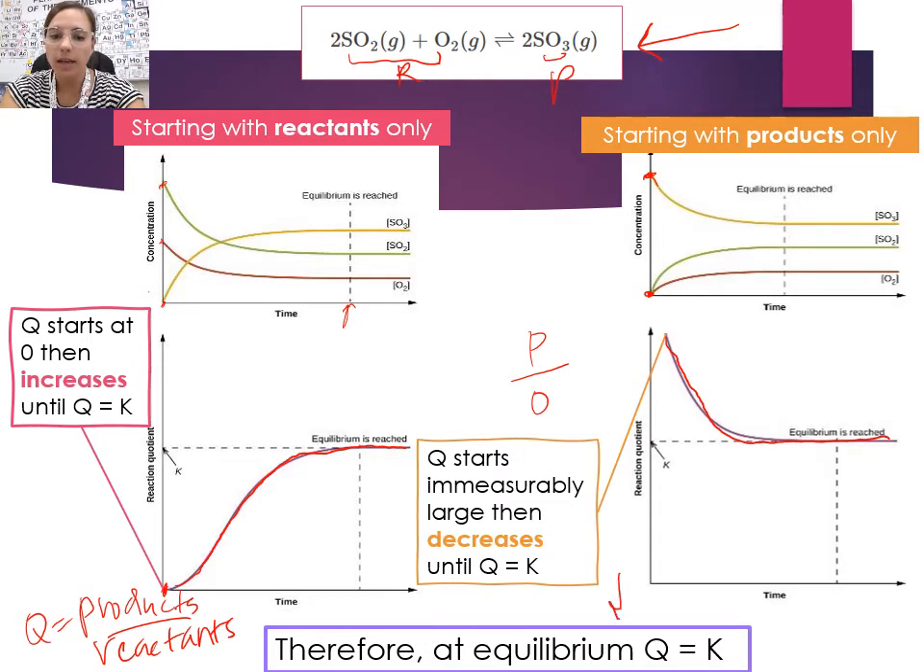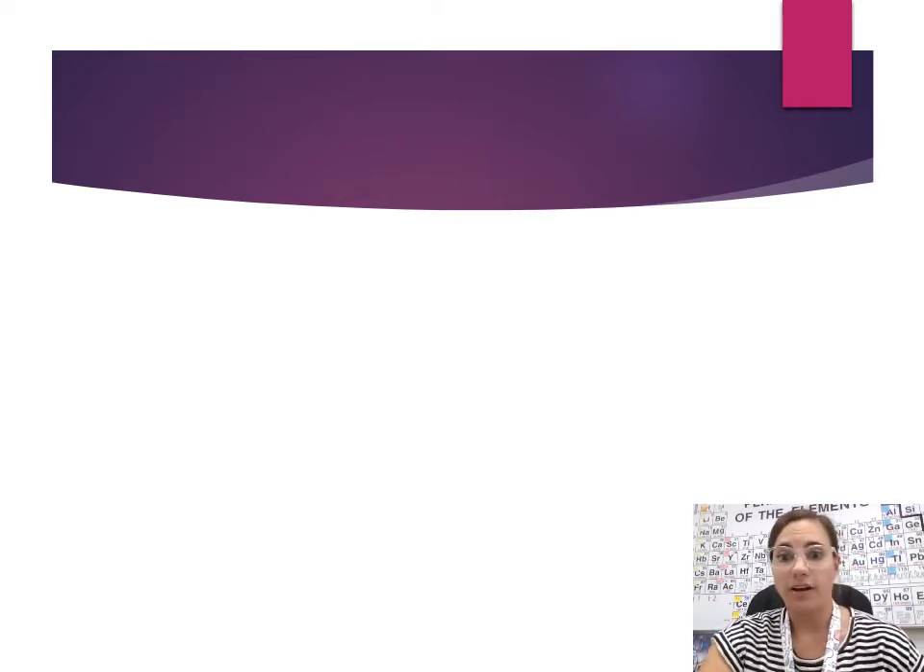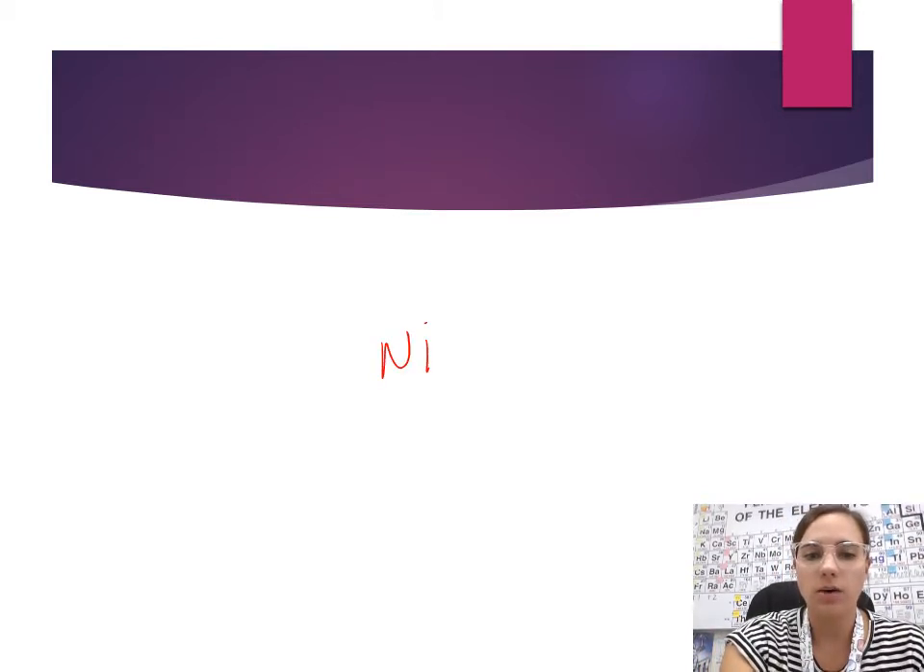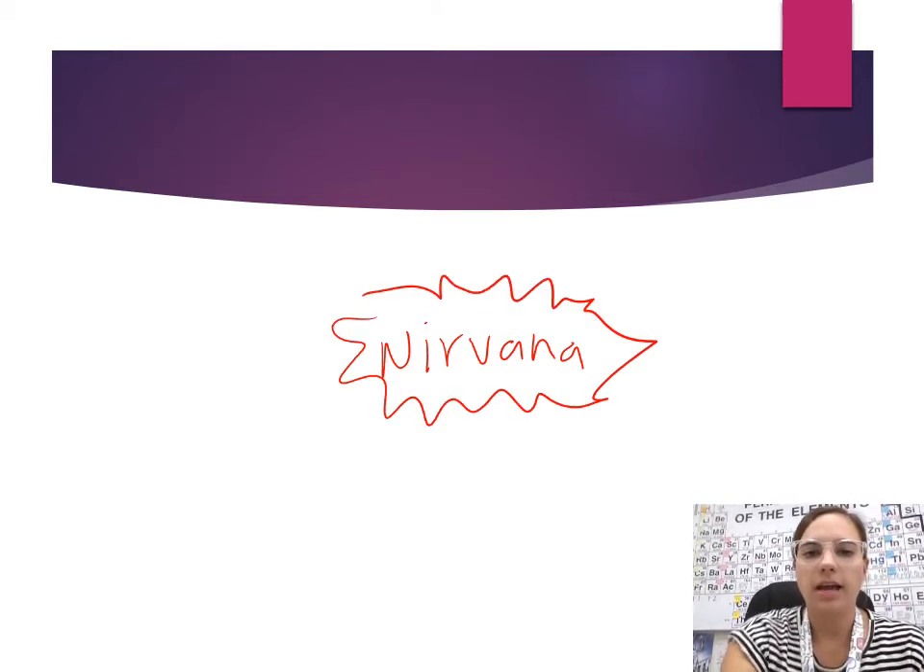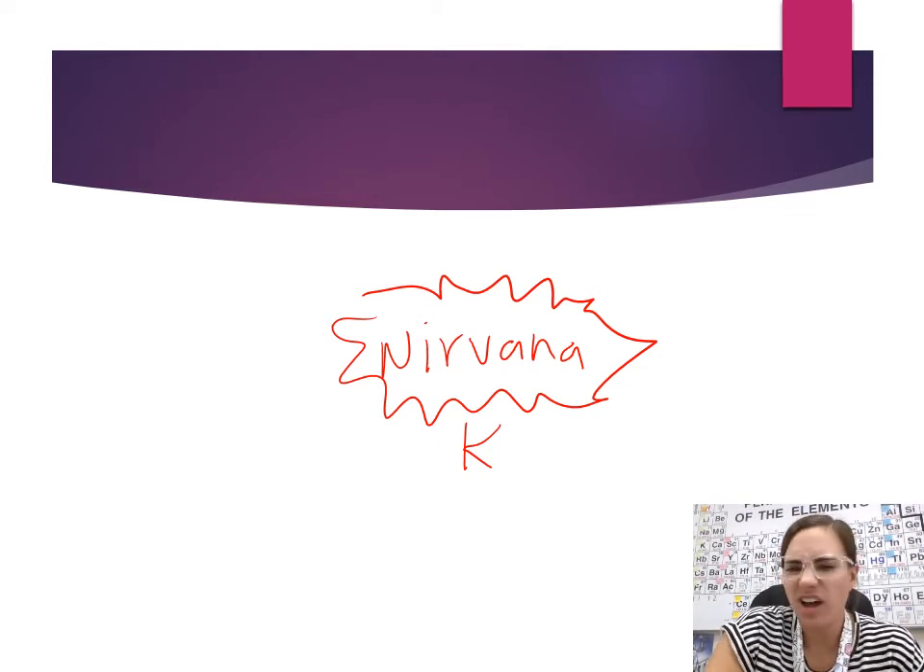So what we're getting at then is that at equilibrium, Q equals K. In this scenario, Q had to increase in order to get towards K. And in this scenario, Q had to decrease in order to get towards K. So I mentioned that sometimes we like to refer to, or the video did also, nirvana. So we're going to say that equilibrium is nirvana. And we're trying to get towards nirvana. So at nirvana, or at equilibrium, we have some value of K.